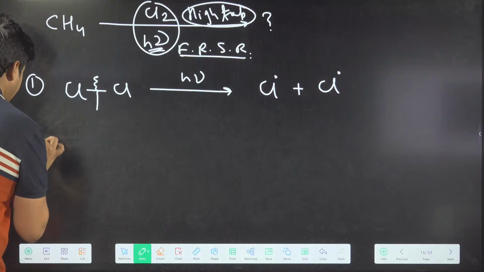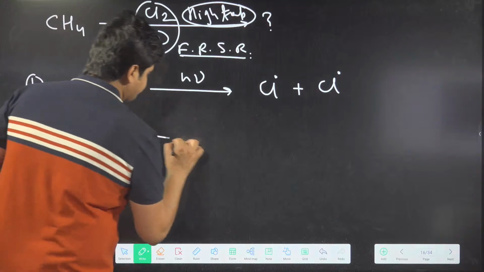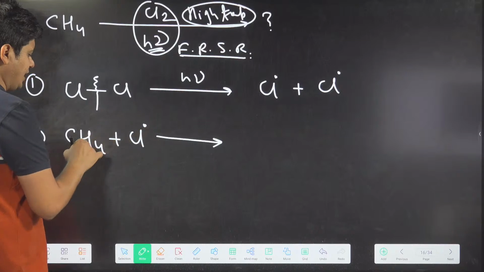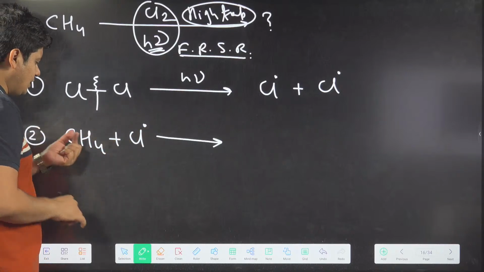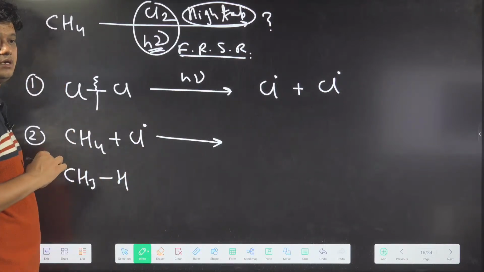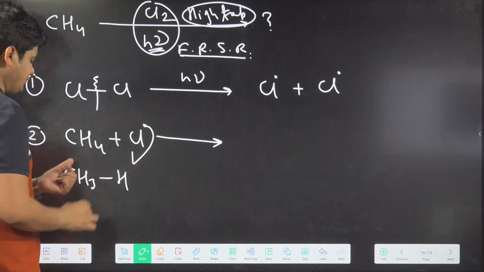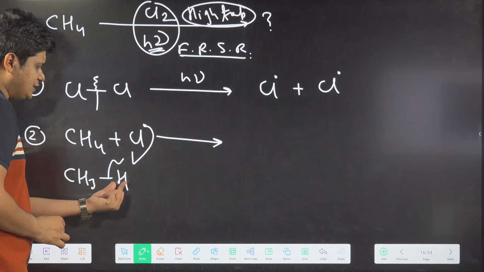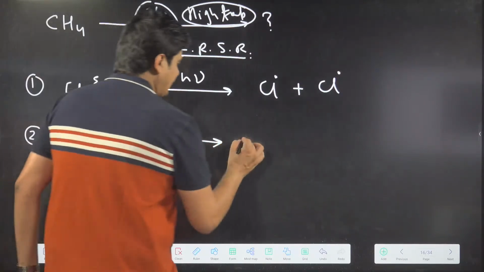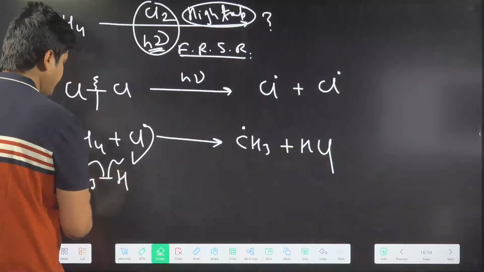What next? This CH4 molecule is there. It is going to combine with Cl radical. What will happen when Cl radical combines with this CH4? This CH4 I can write like this, CH3H. So this Cl radical is going to combine with H of this CH4 molecule. If it is combining with H of this CH4 molecule, what is left there? CH3 radical is left. So what we get there? CH3 radical plus HCl is formed.